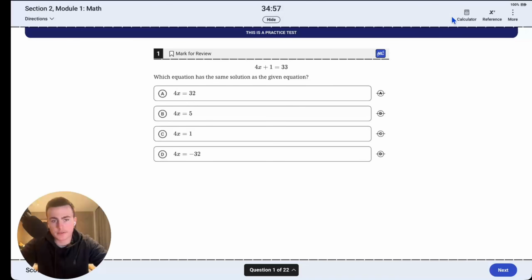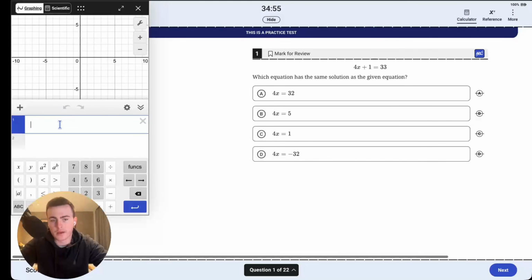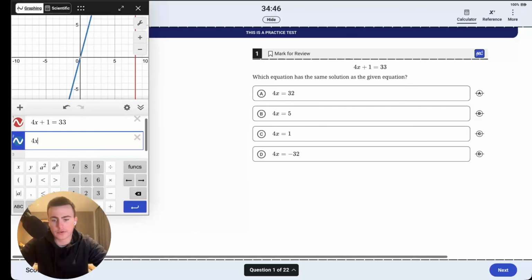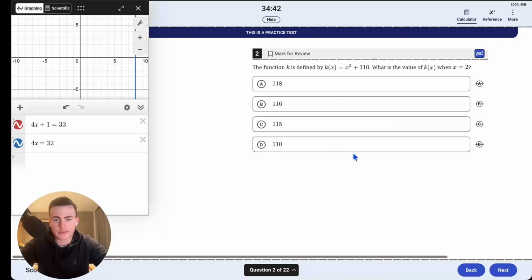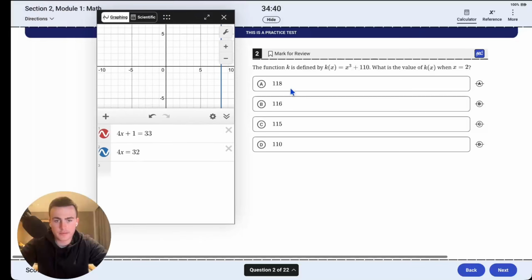Which equation has the same solution as the given equation? Well, obviously I can do this in my head, but if you want to do it in Desmos, you can do this. Which one of these has a solution of 8? I can just type it in like this. 4x equals 32. It's the same line, so it has to be A. Easy points. Great.